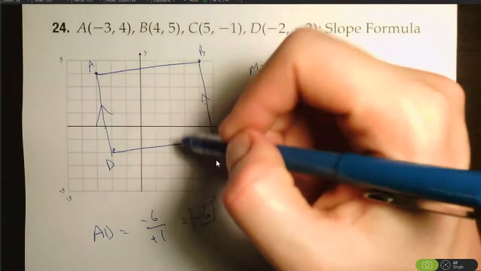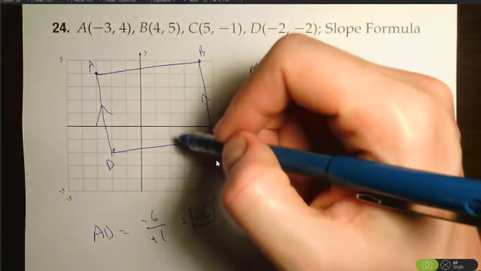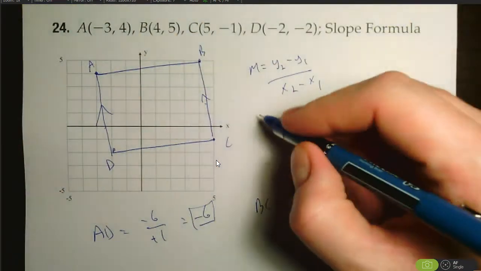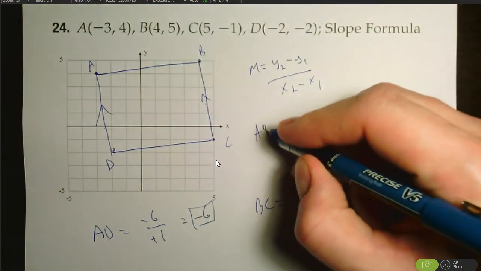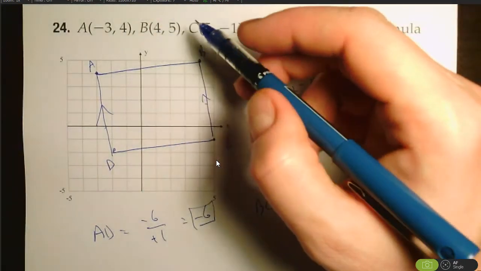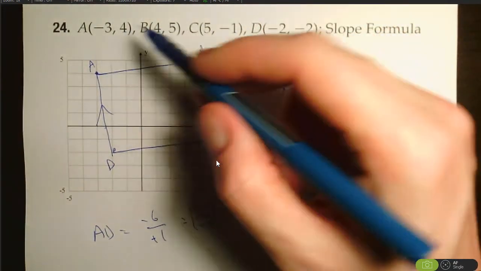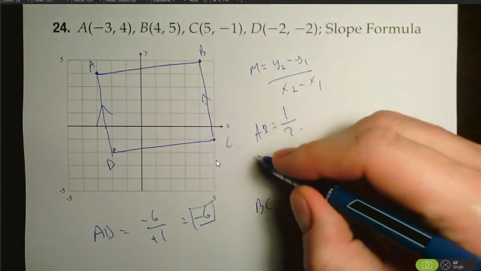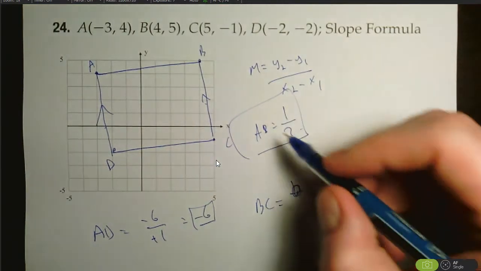Now, AB and DC, we're going to show that they're parallel by having the same slope as well. So we do the slope of AB. So y minus y for AB is 5 minus 4, which is 1. And then x minus x is 4 minus -3, which is 7. So AB has a slope of 1/7.